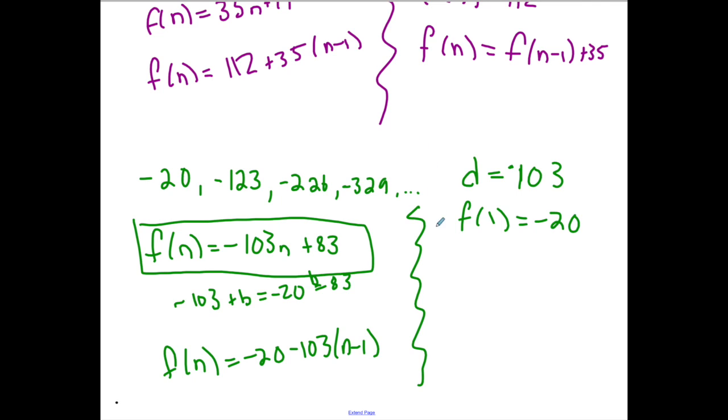Okay? Now, recursive rule, f of 1 equals negative 20, and every other term is the term before it minus 103.